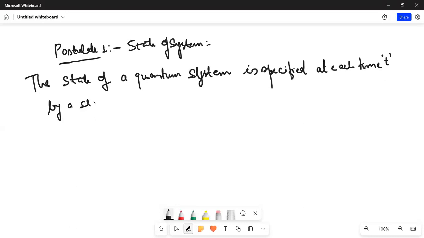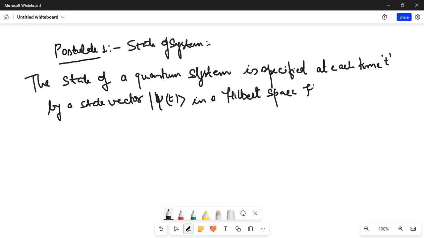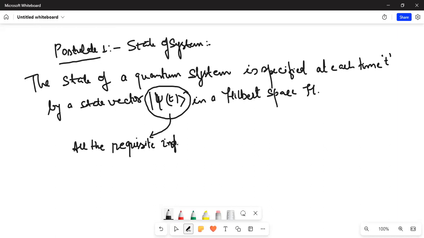I have touched upon this, but I'll briefly touch upon this today also. So, by a state vector in a Hilbert space. And what is good about this particular state vector? It contains all the requisite information about the system which it represents.